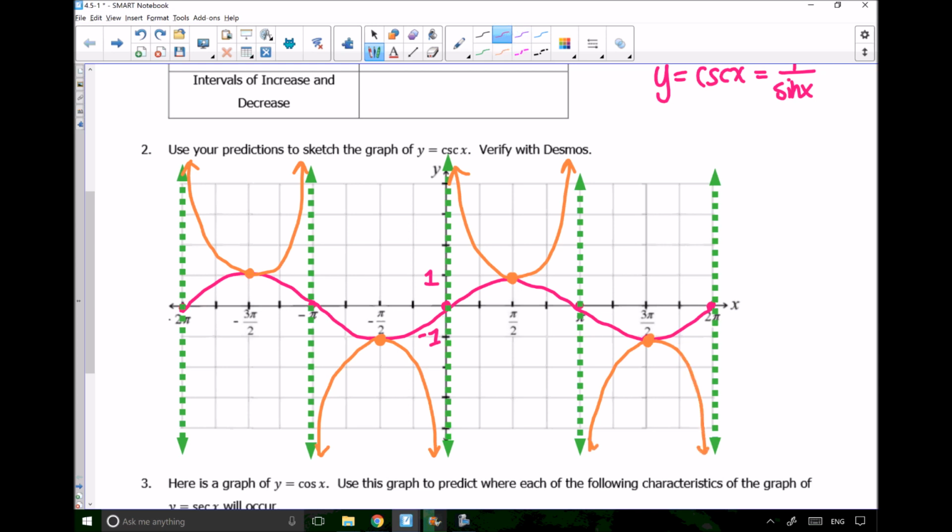So in pink, we have right here that this is y equals sine of x. And then in orange, we have right here that this is y equals cosecant of x, or just 1 over sine of x. Okay? It asks us to verify with decimals, so we will do that right now.